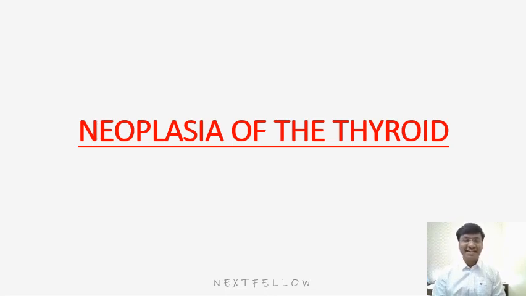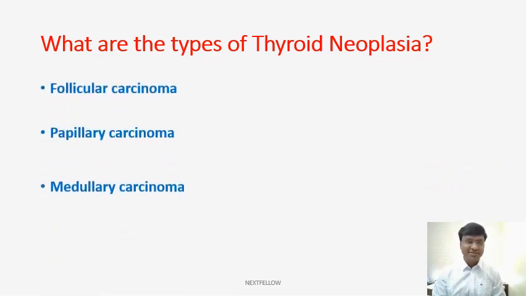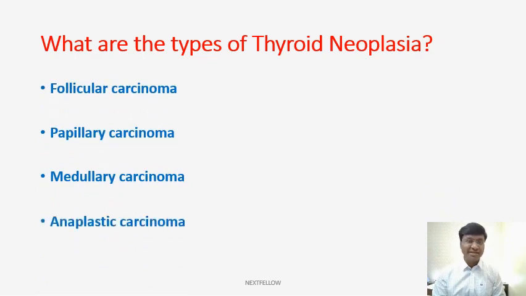In this session, I'll be doing a quick recap on the topic of the neoplasia of the thyroid gland. First of all, you should know what are the types of thyroid neoplasia. We have four important types that include the follicular carcinoma, papillary carcinoma, medullary carcinoma, and the anaplastic carcinoma. So these are the four important types of the thyroid carcinomas.